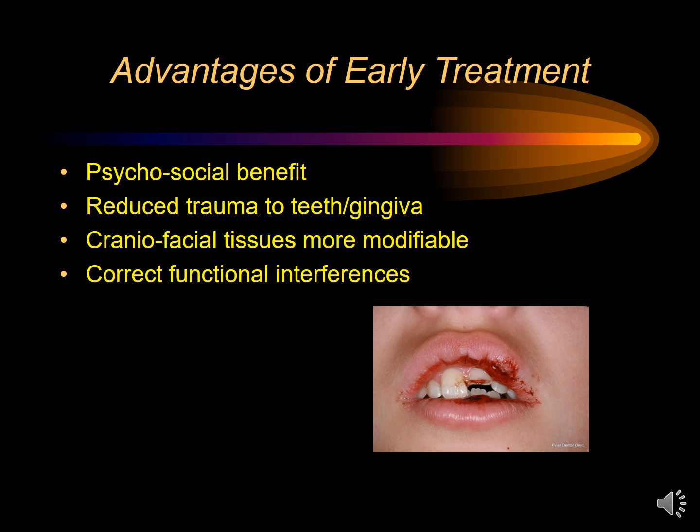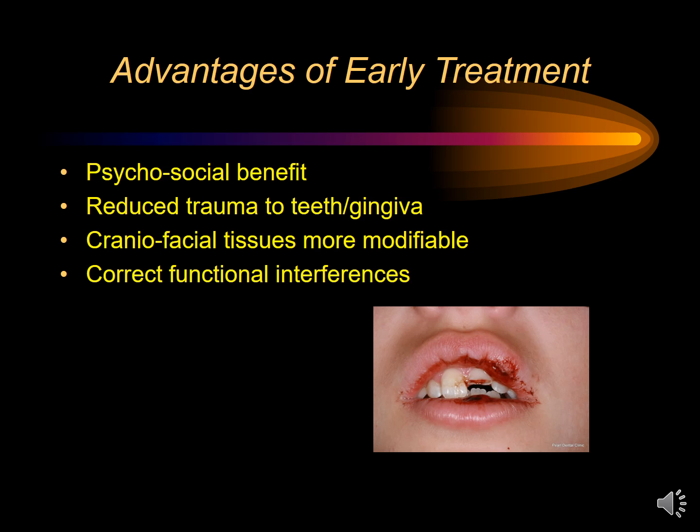Okay, what are the advantages of early treatment? Now, the advantages are: one is the psychosocial benefit to the patients. As we know, for example, patients with severe overjets tend to be teased and bullied, and this can affect the patient psychologically. So by having early treatment done, this may put an end to the bullying and teasing, which has a psychological benefit for the patient.